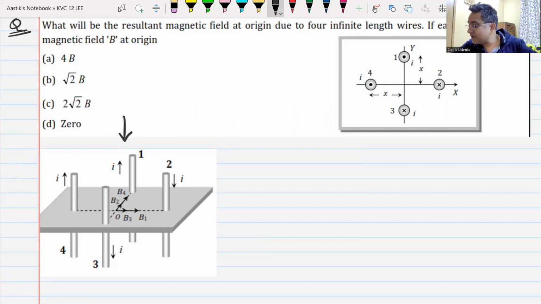What will be the resultant magnetic field at the origin due to 4 infinite length wires if each wire produces a field B at the origin? And the answer is definitely not 0.